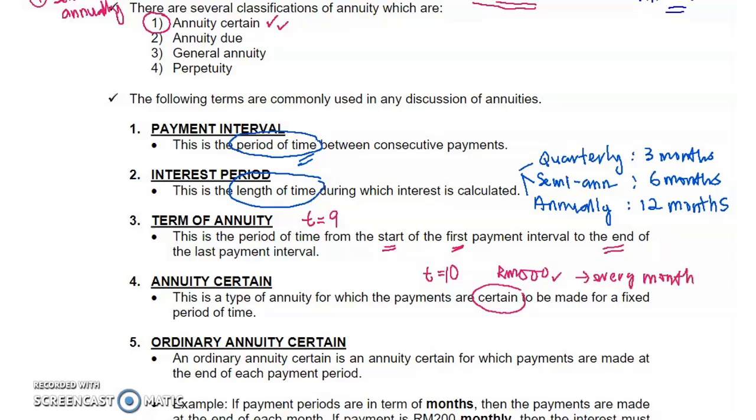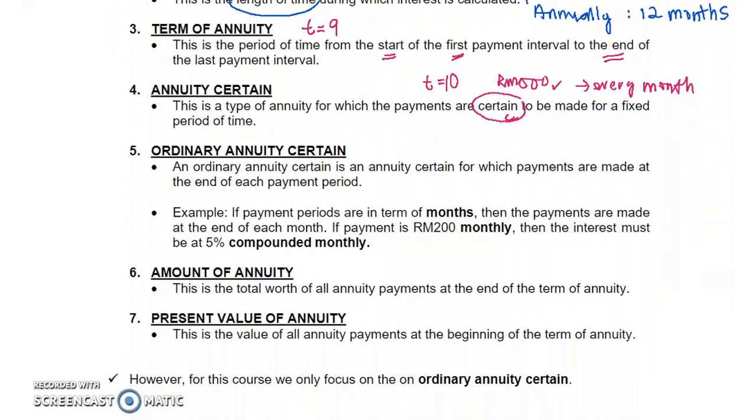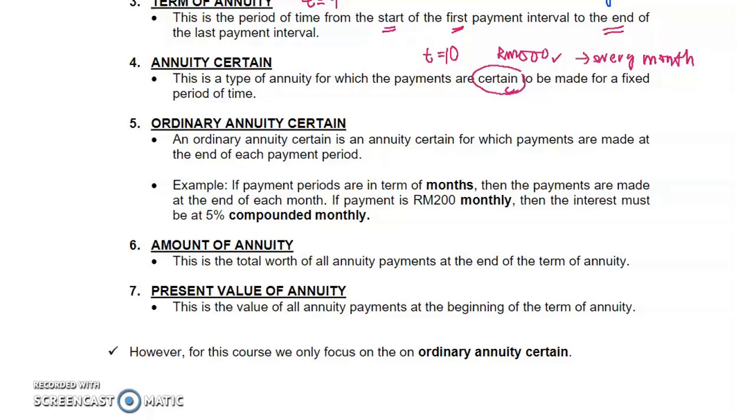Okay, so that is what is meant by annuity certain. Payments are certain to be made for a fixed period of time. Okay, now let's look at ordinary annuity certain. What is ordinary annuity certain?